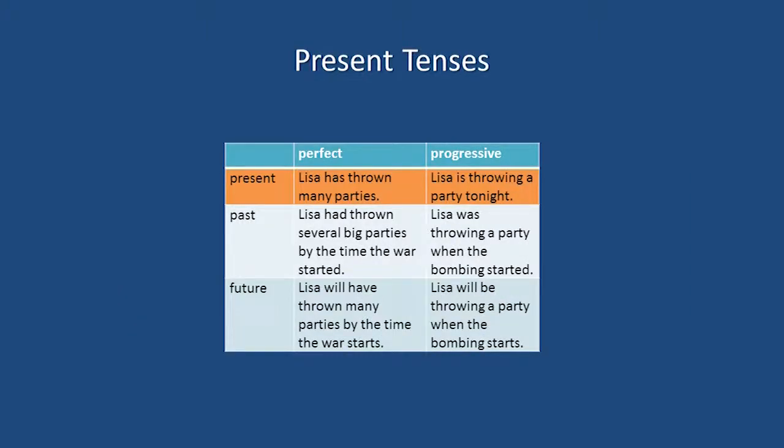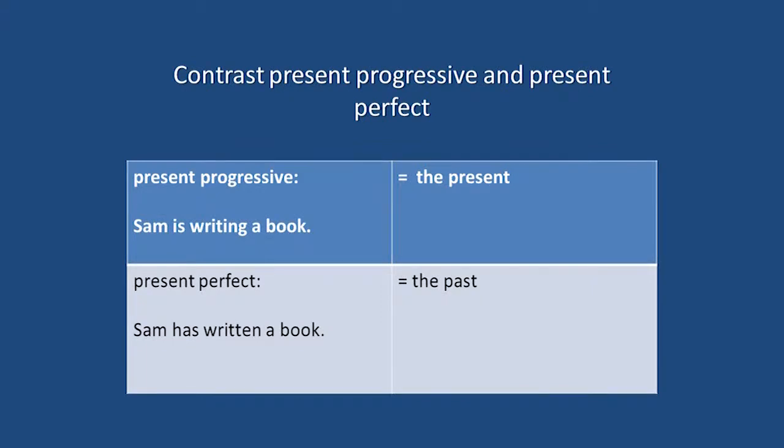Let's look next at the present perfect and the present progressive. There's a stark contrast here too. The present progressive means right now, but the present perfect means the past. The present is now, and perfect means before, so present perfect means before now. That's the past. Okay, the present perfect contrasts with the simple past too.